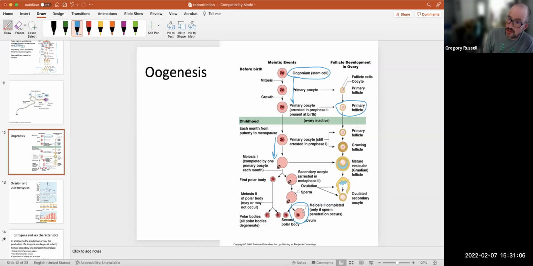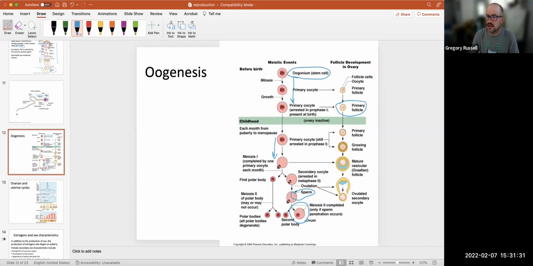Okay. It's also worth noting that the last meiotic division doesn't complete until the egg is actually fertilized by a sperm. So there's a lot of what ifs that have to occur in order for an ovum to actually be viable. If there's no sperm in the system, the egg is actually never viable. It has to be fertilized by a sperm in order to complete its second meiotic division.